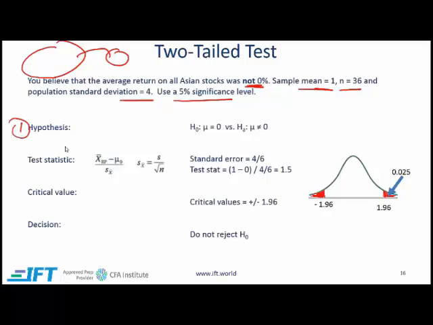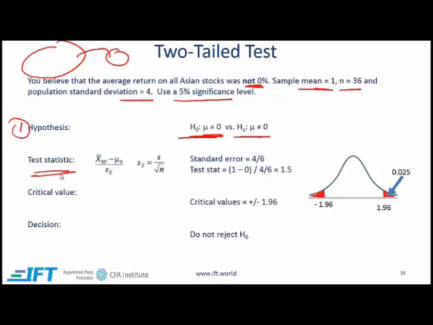Step 1 is defining the hypothesis. Now, when you define the hypothesis for a two-tailed test, the null hypothesis has to have the equal to sign. And the null hypothesis is the one that you would like to reject. So if your belief is that the return is not equal to 0%, you set up the null such that mu is equal to 0. And then your alternate is that mu is not equal to 0. The alternate is typically what you are after.